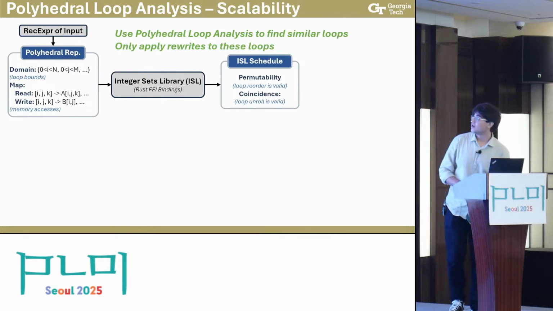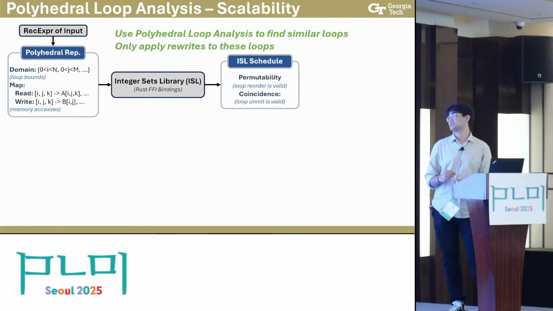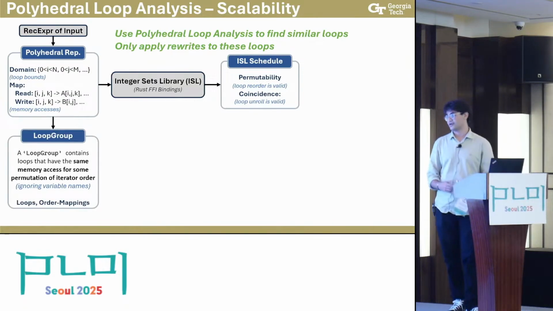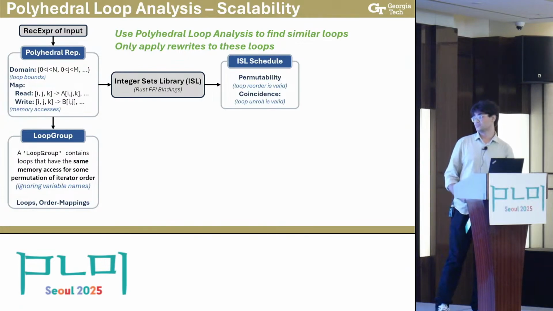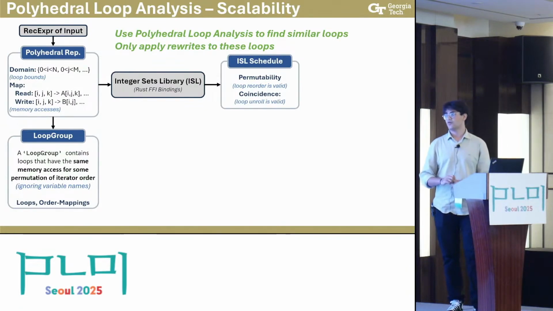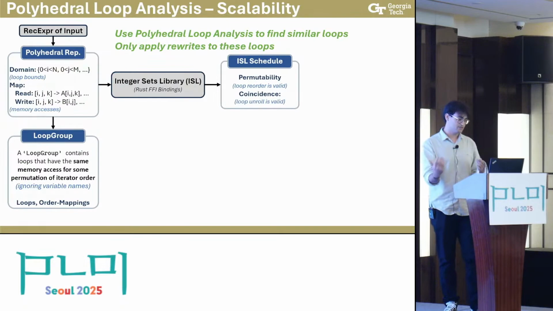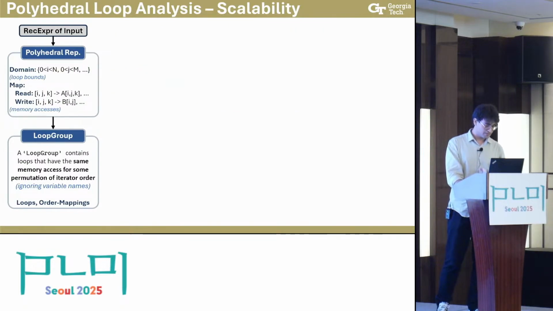Before I get into that, I'll also talk about how we're going to use the polyhedral loop analysis to address the scalability issue of only finding loops that we know are similar. To do this, we introduce a structure ourselves called a loop group. What this loop group contains is loops that have the same memory accesses after some permutation of the iteration order. And we're basically going to use this to find out which loops we believe are going to be similar because their memory accesses are similar.